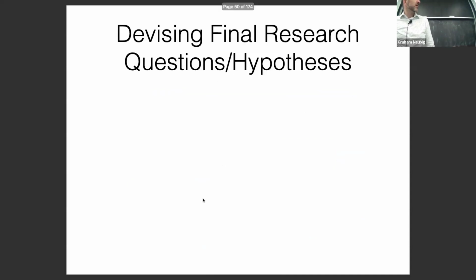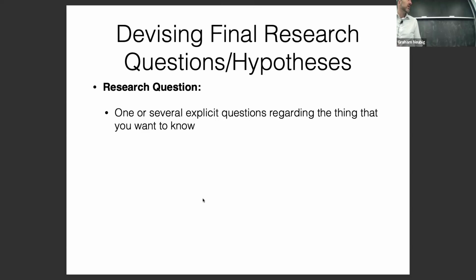So the next thing is to form a hypothesis. Once you have a general idea of what you want to do, and you have done a survey of related work, you can devise a final research question or hypothesis. A research question is one or several explicit questions regarding the thing that you want to know.